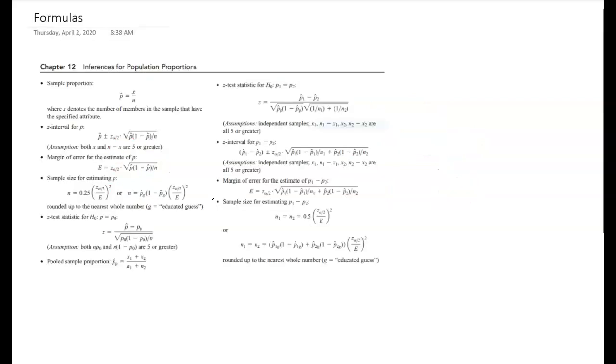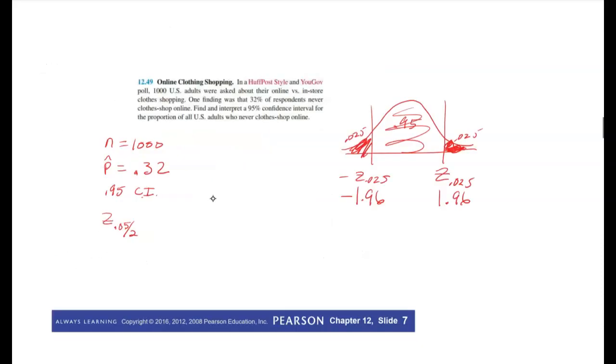So when we look at our formula, go to your formula sheet, always have that formula sheet out in front of you. You are doing one population and you are doing a Z interval. So here is the formula, Z interval for p. Okay, so let's go ahead and plug everything in. We start with our p hat, of course. Our p hat is 0.32 plus and minus that 1.96.